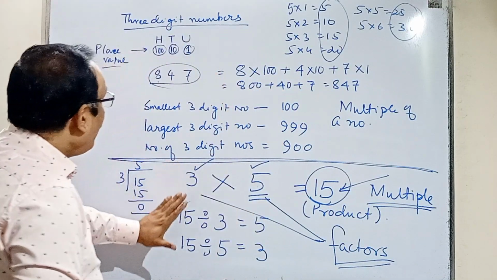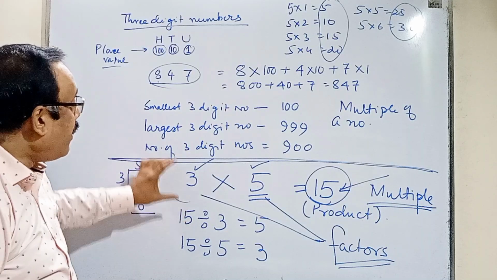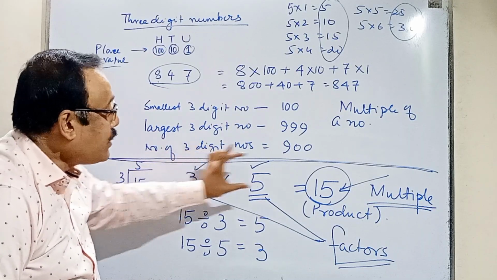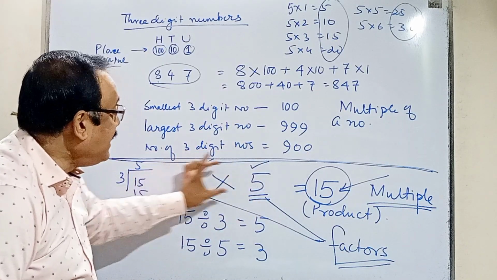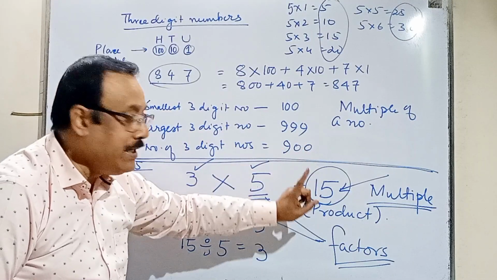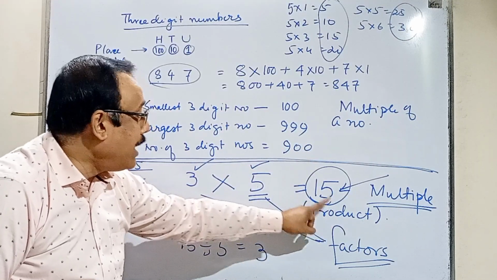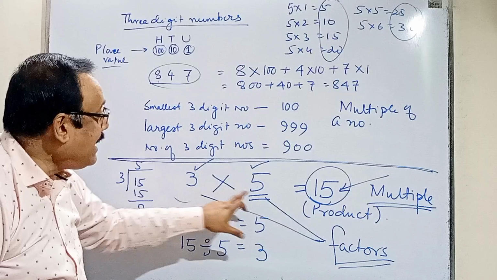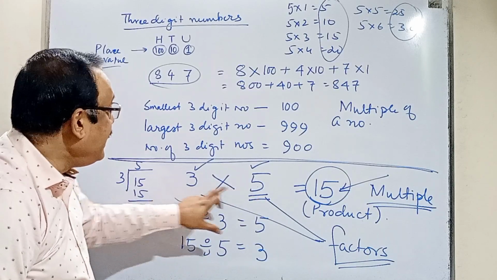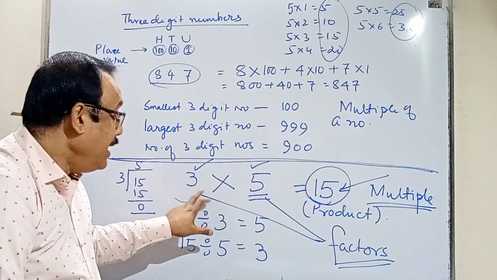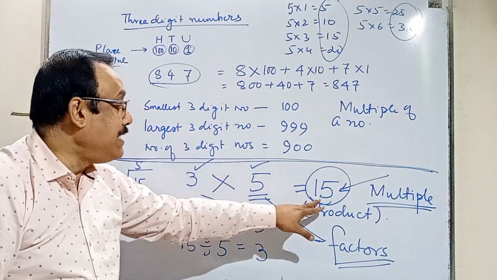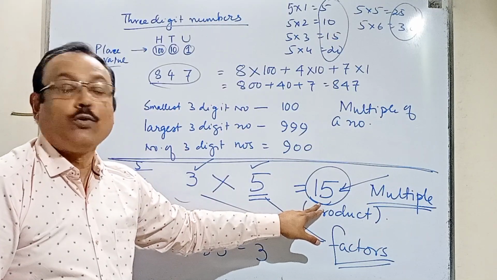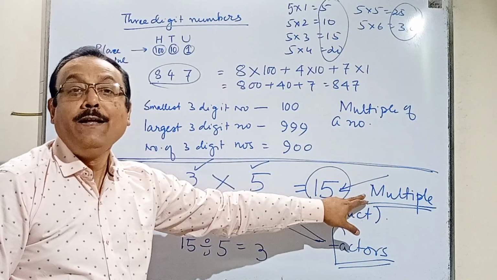Hope you have understood the terminologies of what is a factor. First, what is a product? Whenever we multiply two numbers, the value that we obtain is called product. And if this product is exactly divisible, leaving no remainder, then these particular values are called factors. Whenever the factors are multiplied, the result we obtain is not only called product, but it is called the multiple.